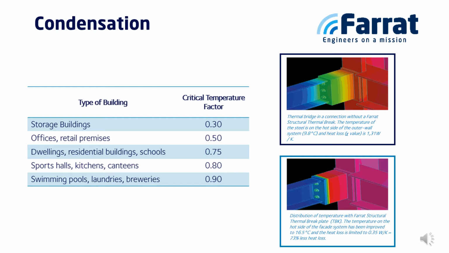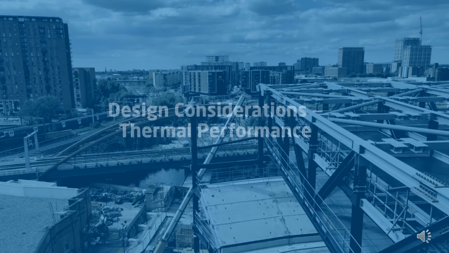As such, the higher the risk of condensation, the more important it is to have sound thermal performance of the building fabric to avoid associated problems, such as mold growth or corrosion, both internally and within the building structure itself. A critical design consideration here is thermal performance.